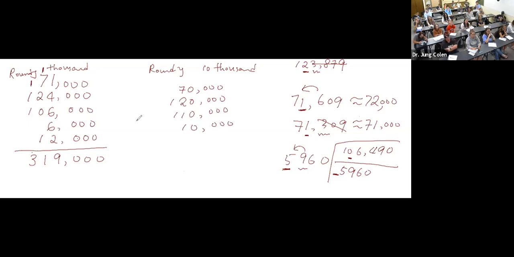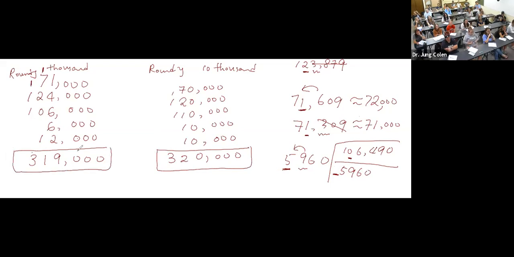Last one. 12,104. 10,000 again. So if you add them together, what ten-thousands do we have? 7, 2, 9, 10, 12. Round it up, carry it over, 3. So it's going to be about 320,000. Or you can round to the nearest 1,000 and say 319,000. Which one is more precise?